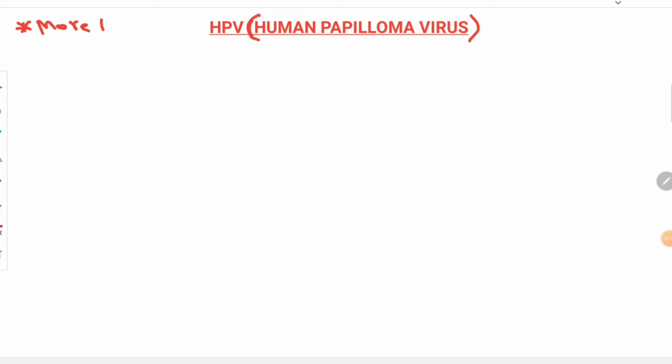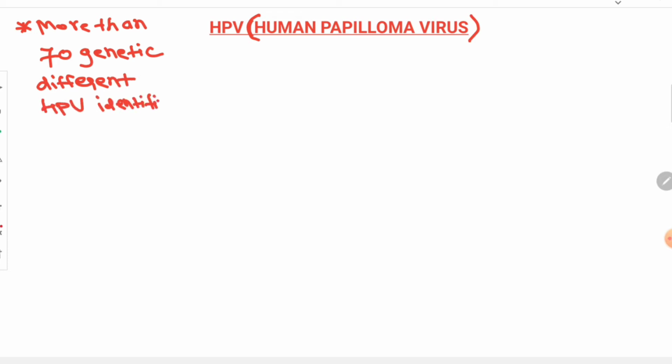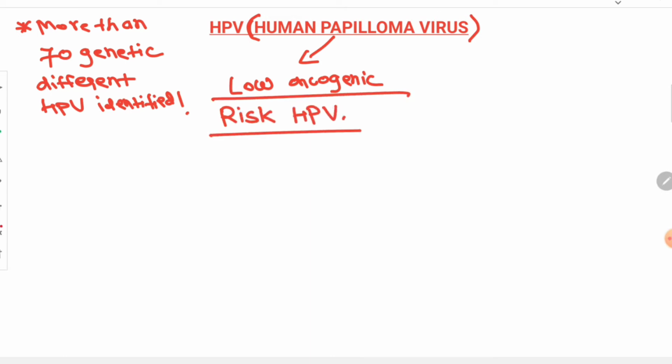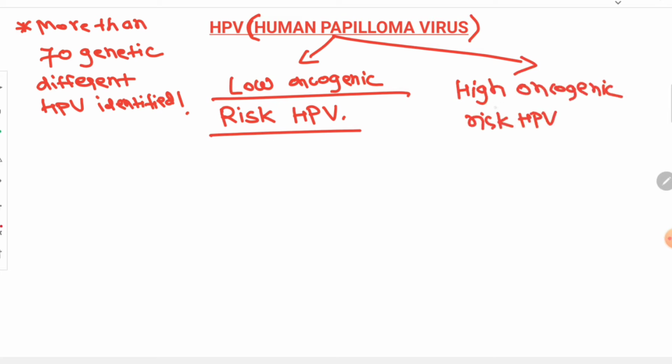Now let's understand the human papilloma virus, HPV. More than 70 genetically different human papilloma viruses have been identified. HPV can be divided into two varieties: low oncogenic risk or high oncogenic risk HPV. It is a DNA virus, not RNA. So now we are seeing the example of DNA viruses.